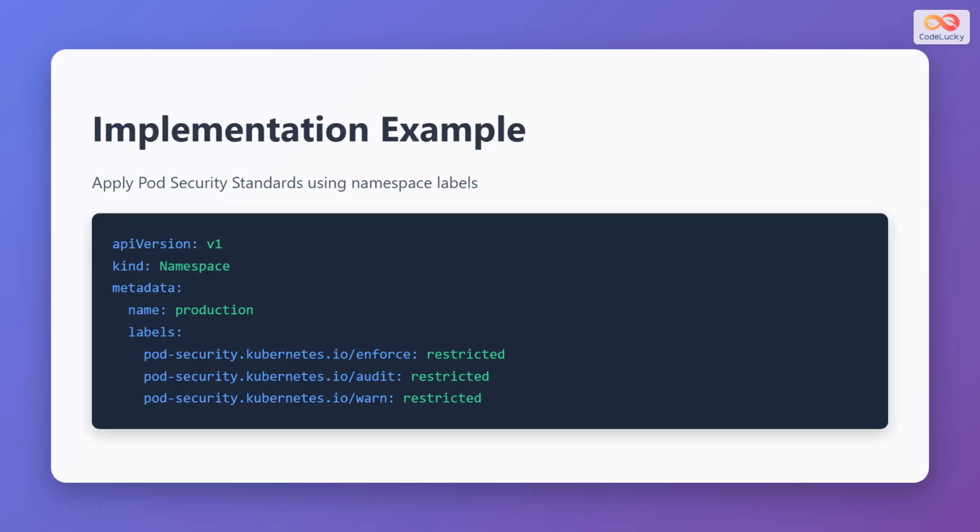Let's look at how to implement pod security standards using namespace labels. You apply these standards by adding specific labels to your namespace definition. The label pod-security.kubernetes.io/enforce sets the enforcement mode to restricted. Similarly, you can set audit and warn labels to restricted as well. This YAML configuration ensures that all pods created in the production namespace must comply with the restricted security profile, providing maximum security for your critical workloads.